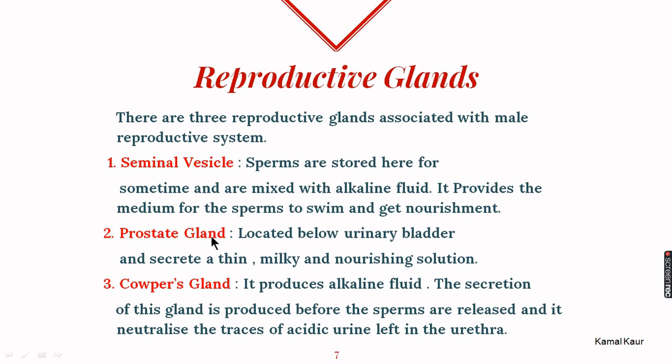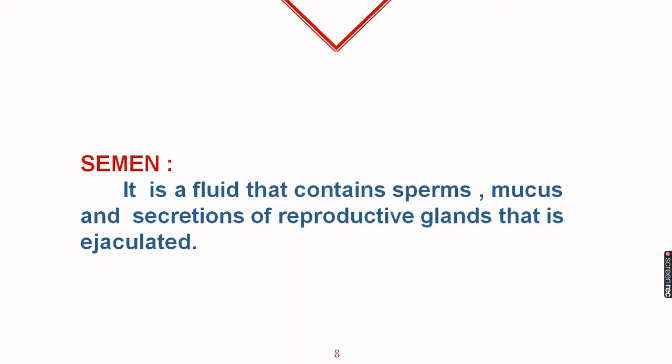Secretions of seminal vesicle and prostate glands not only provide the medium for the sperms to swim or move, but they also provide the necessary nourishment. Soon after the secretions of Cowper's gland, secretions of seminal vesicle and prostate gland along with the sperms are released and ejaculated through the penis. All these secretions together are called semen. So semen is the fluid that contains sperms, mucus, and secretions of reproductive glands, and these are ejaculated through the penis.